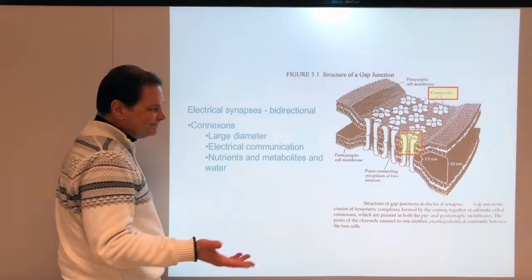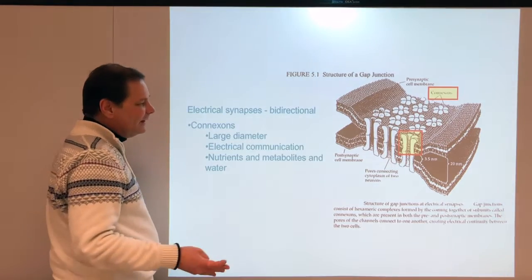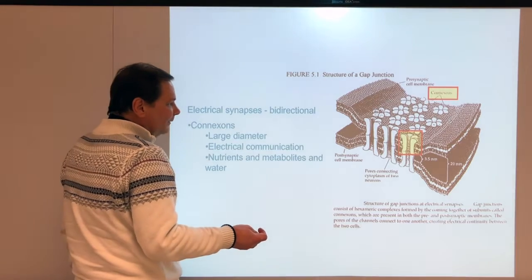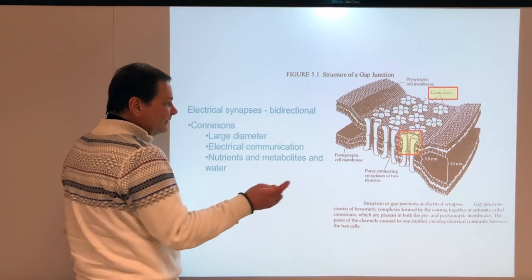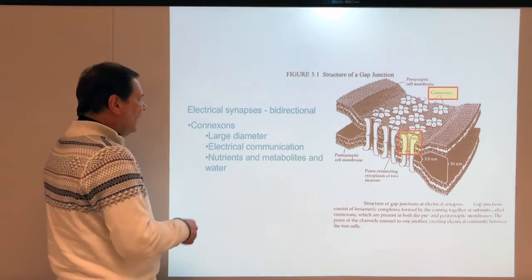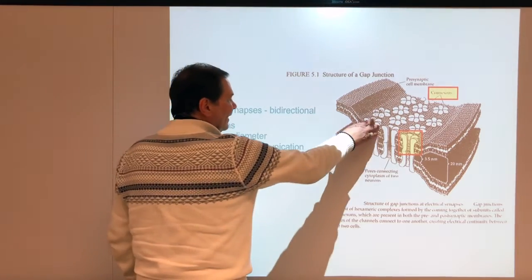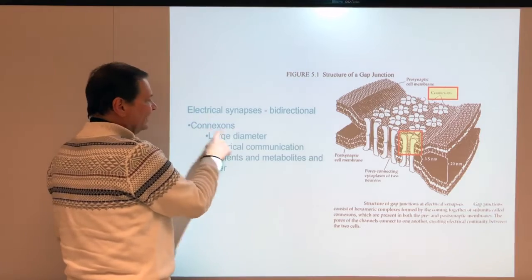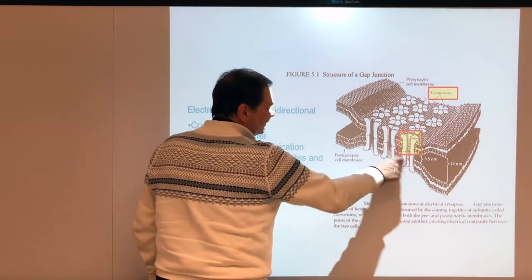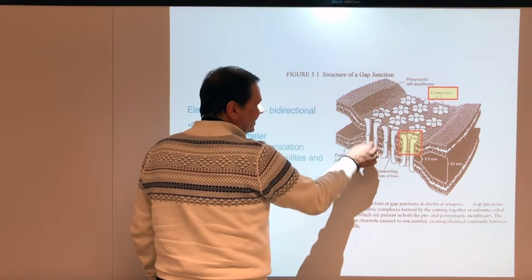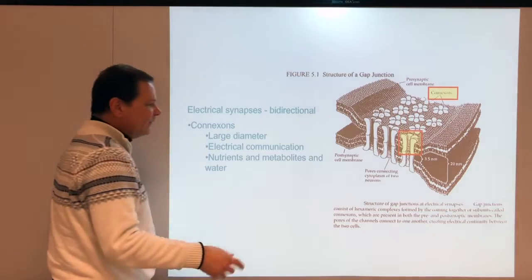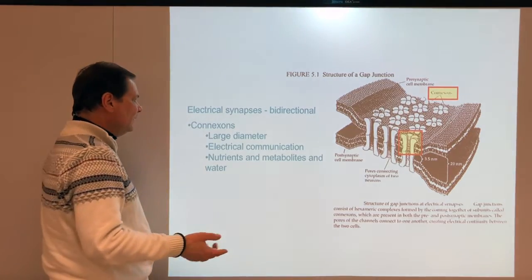They're very common, always pretty much there in cardiac muscle. They sometimes show up in smooth muscle and some other tissue types as well. These are made up of hemichannels, which are made up of connexins. These are located in the membrane of two adjacent cells. The hemichannels come together and form one big channel that forms a communication between the cells.